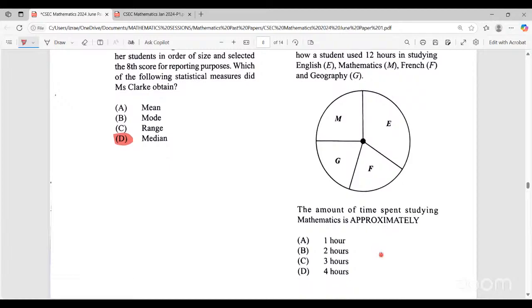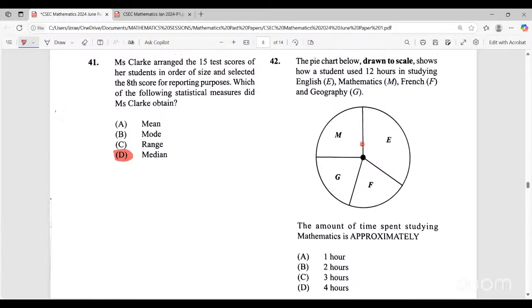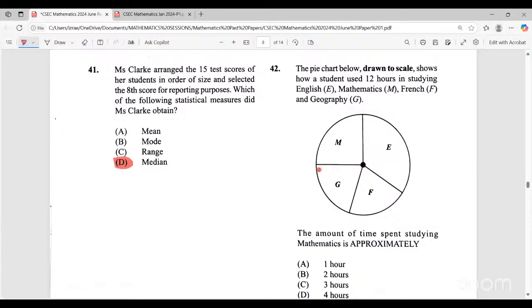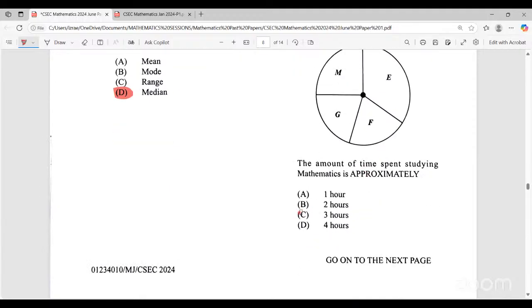So the amount of time spent studying maths, wow, that looks like 90 degrees. That looks like a quarter. It looked like it. What's a quarter of 12? That'd be 3, right? So it's approximately that, not exactly that.